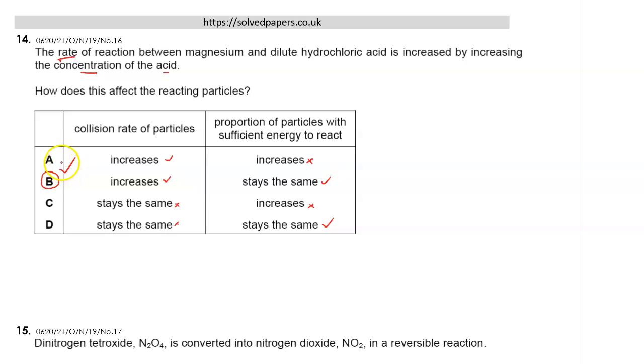Activation energy is affected only by the change in temperature. So if we had a change in temperature there, it will affect the activation energy, the sufficient energy to react. So since there is no change in temperature, that remains the same.